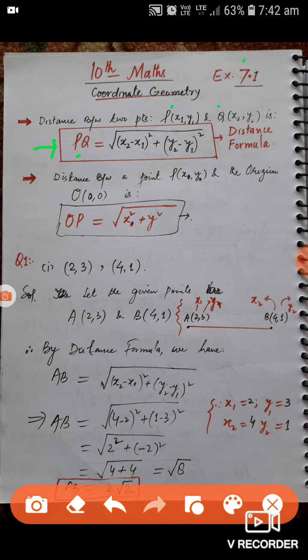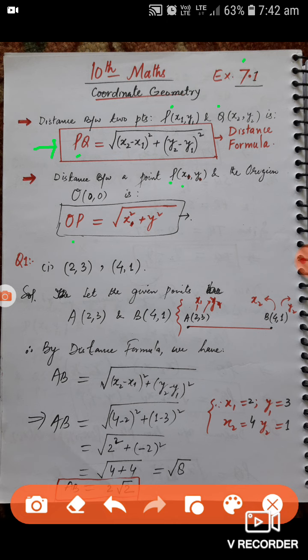Now if you have a point O, that is origin, with coordinates 0, 0 and any point with coordinates x and y, if P is a point with coordinate x and y and O is the origin, then distance between a point P and the origin will be given by OP, where O is the origin of the coordinate system, is given by square root of x square plus y square, that is the sum of squares of the coordinates of the point under the square root.